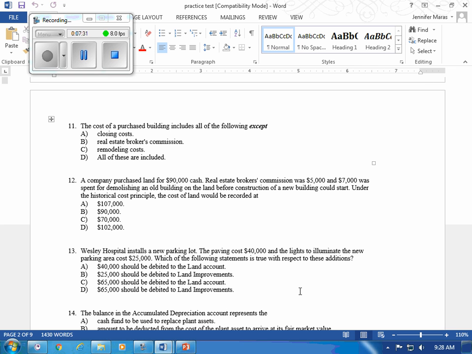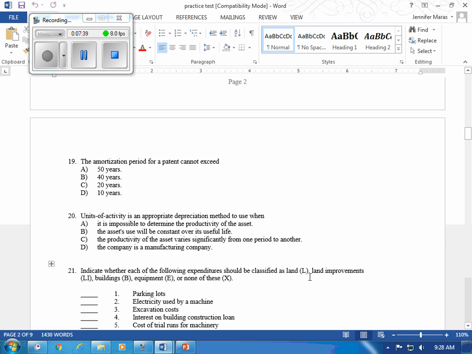Depletion is related to natural resources. C. Couple more on the next page, right? Do yours go on to the next page too? Okay. Amortization cannot exceed, on a patent that is, 20 years. I like that question better versus what we saw on the true-false. 20, units of activity is an appropriate depreciation method, C, when they vary from year to year significantly. School buses would be a great example there, anything that's used not 12 months out of the year. I want to stop there.